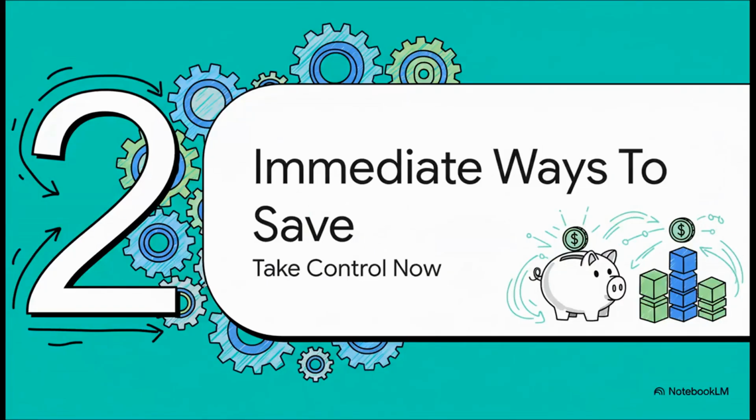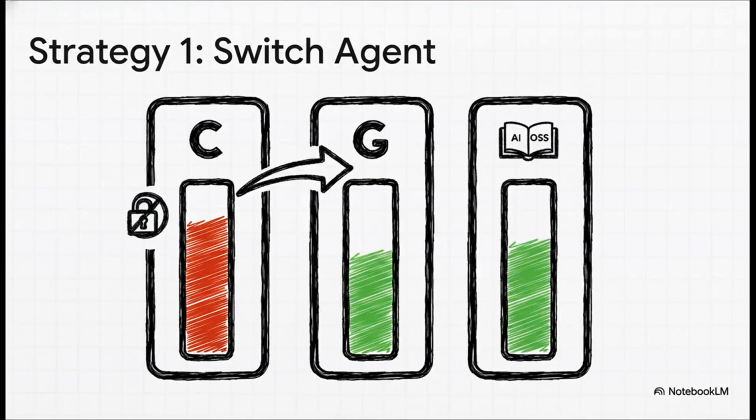Okay, so that sounds a bit intimidating, but the good news is you can absolutely fight back. You can start saving tokens right this second. Let's dive into our first strategy. This is hands down the quickest fix. So let's say you hit your weekly limit on Claude Sonnet. You're not stuck.